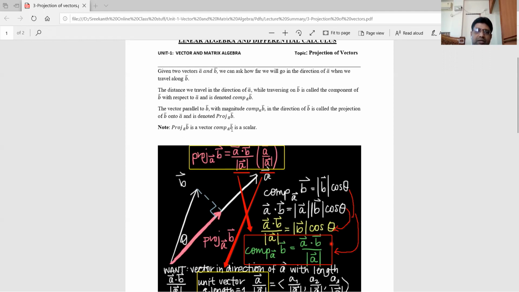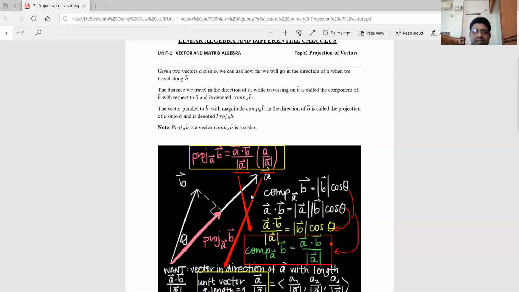So the component of B bar with respect to A bar is also known as the scalar projection. And projection of B bar with respect to A bar is a vector, and scalar projection, nothing but component of B bar with respect to A bar, is a scalar.